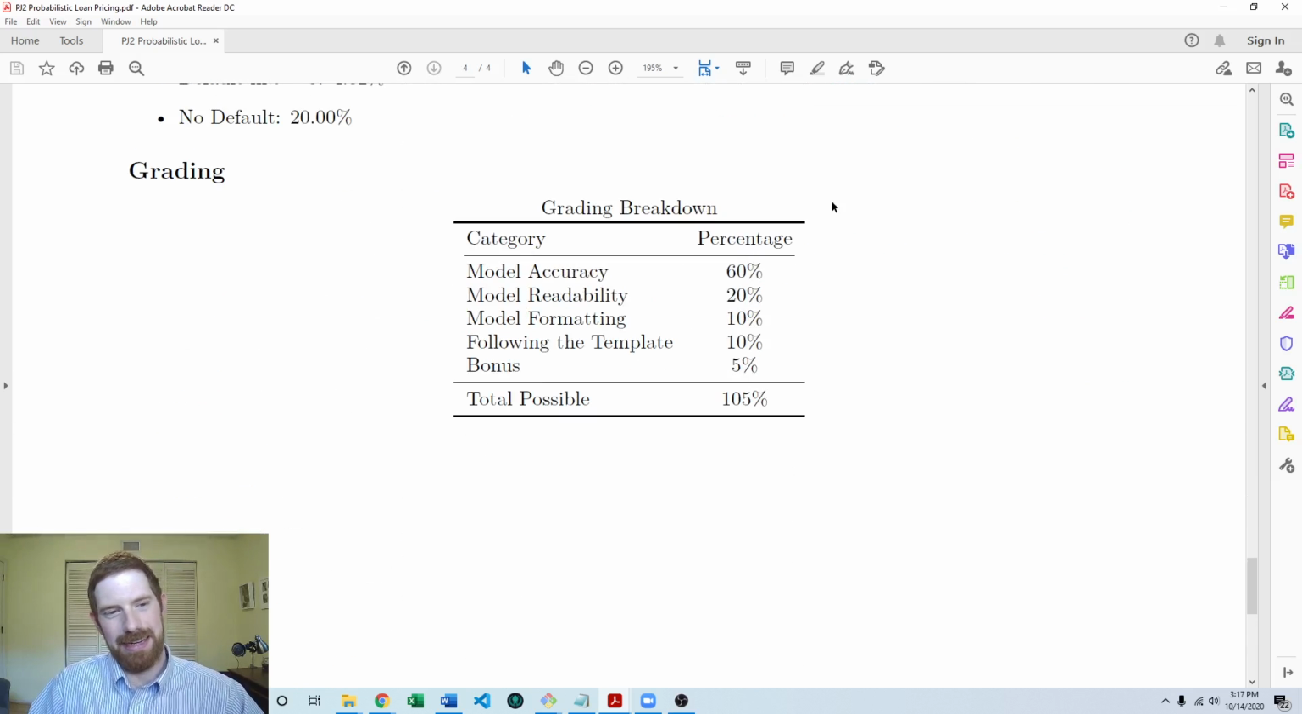And the grading is the same as the first project, 60% accuracy, 20% readability, 10% formatting, 10% properly using the template, and 5% on the bonus.